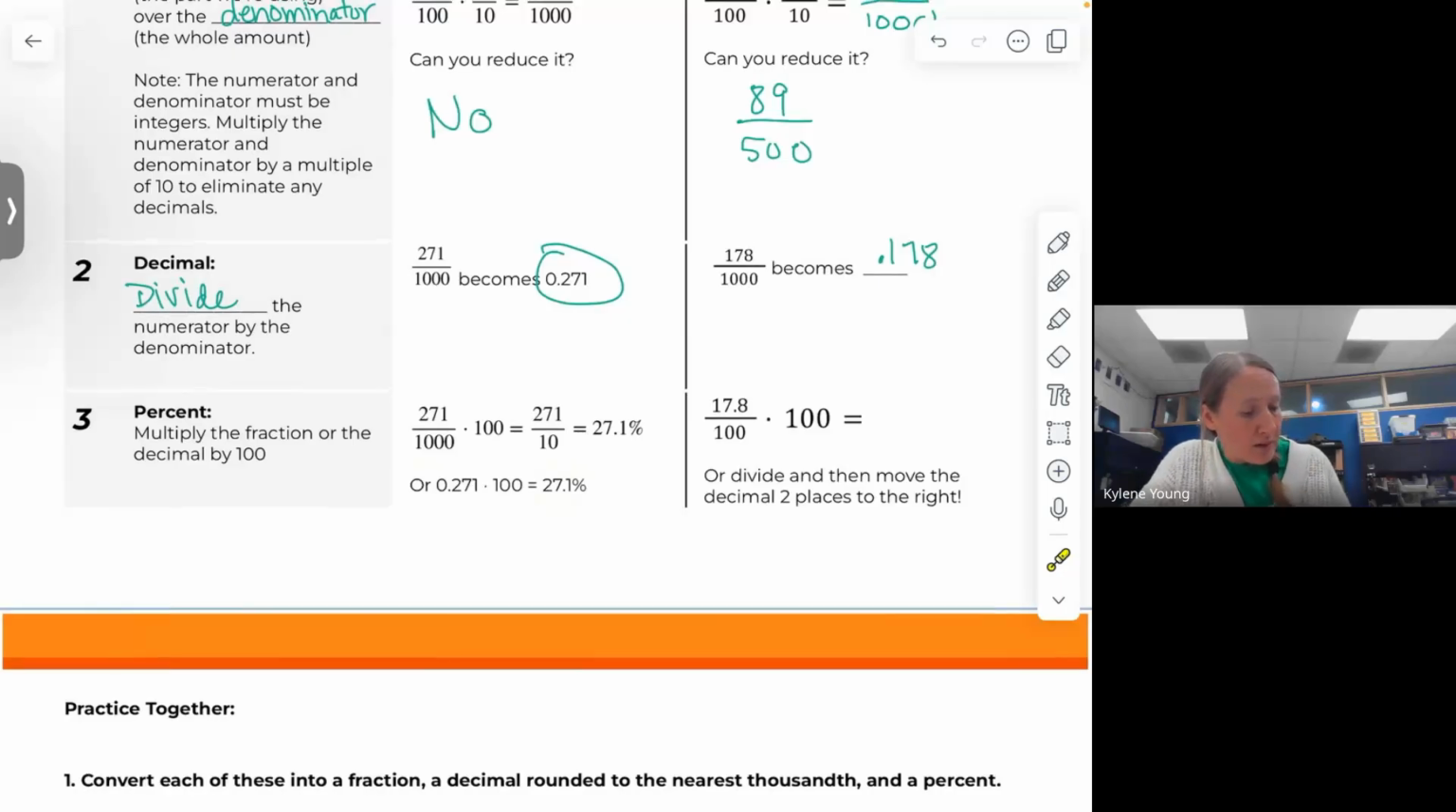So then when we're doing the 17.8 over 100, plug that into your calculator, you're going to get 178 over 10. Once you put that in, you divide that, you wind up with 0.178.